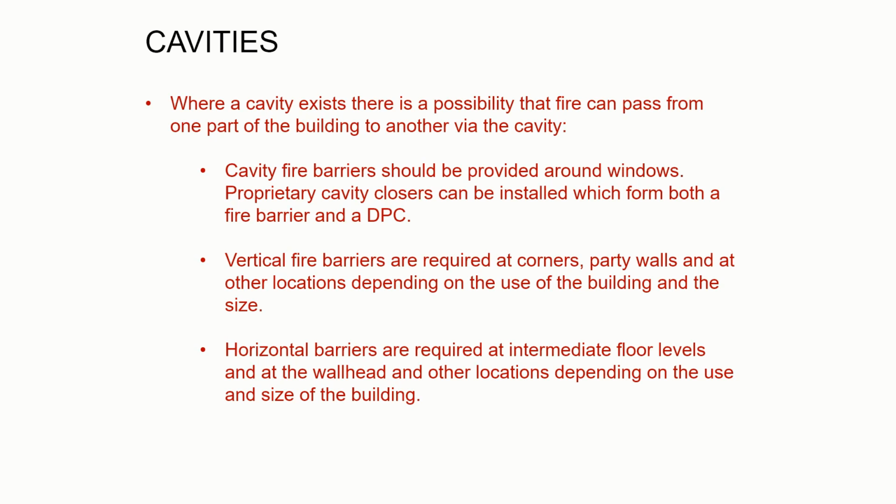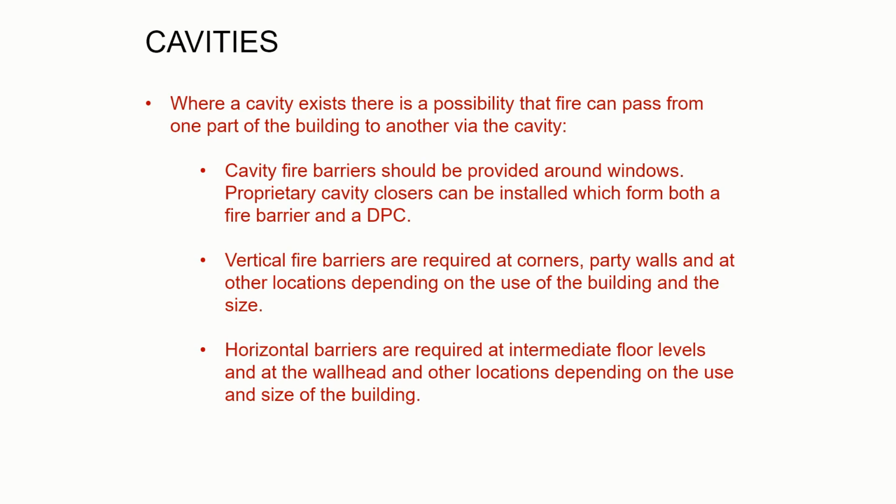We've got to divide up cavities to make sure that they don't act as passages for fire to move from one space to the next. So what we'd normally do is install a cavity fire barrier. We put them around windows and doors, and it's a proprietary closer, so it's a bought product, and sometimes that can be a fire barrier and a DPC, so it's waterproof as well.